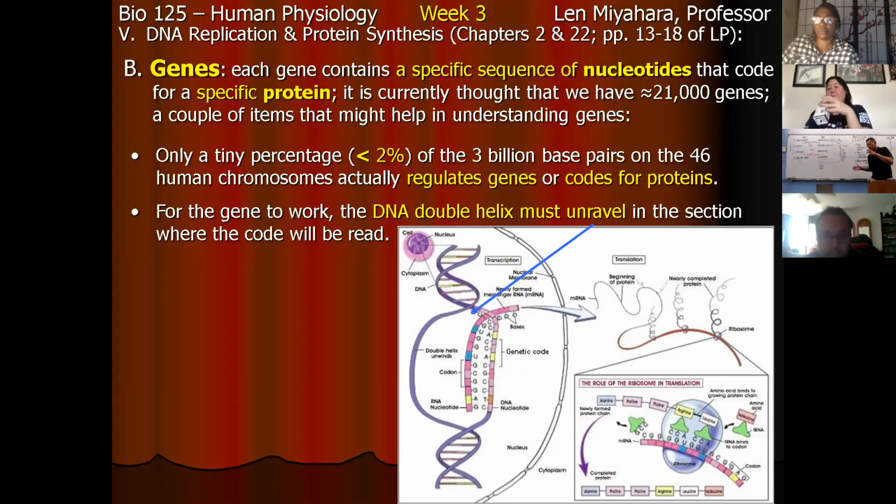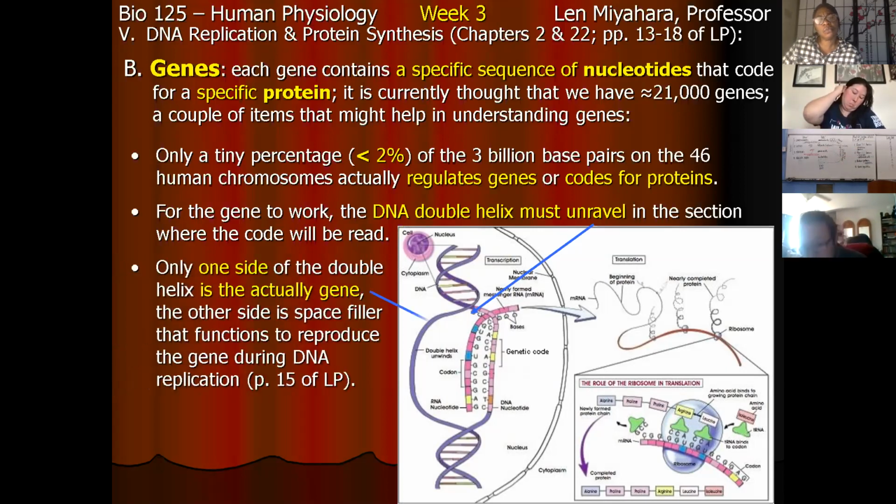And then the first part, after it's gone down the gene for a while, the gene actually starts closing off behind it. So it's only in the part there that it's being read does it unravel. And even on that, only half of that double helix is actually the gene. The other half just sits off to the side.